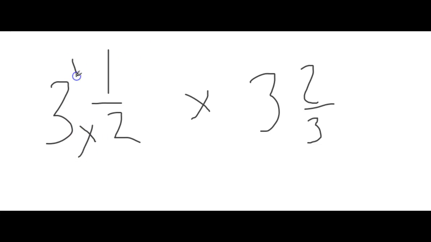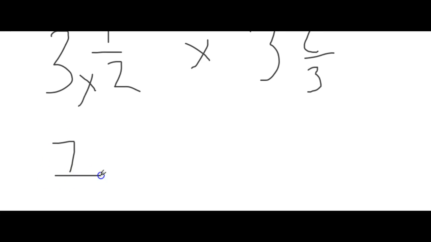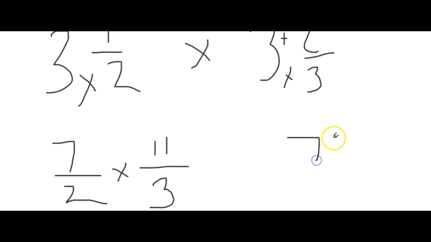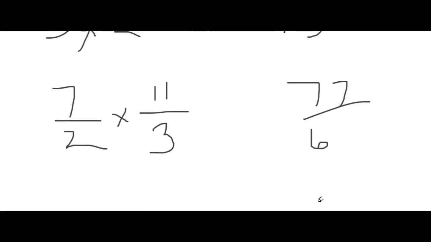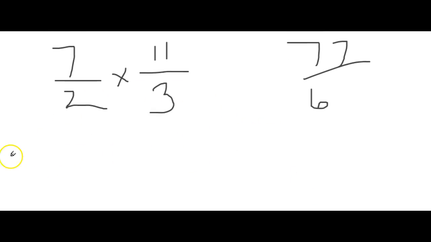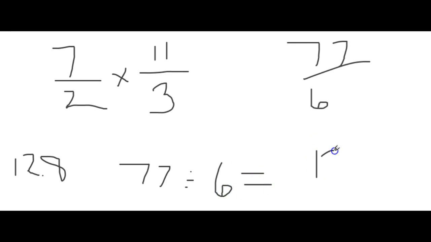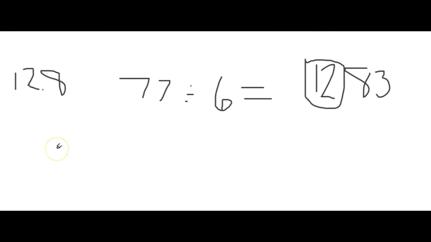All right. 2 times 3 is 6 plus 1 gives you 7 over 2. 3 times 3 is 9 plus 2 gives you 11 over 3. We're going to multiply. 7 times 11 gives you 77 over 2 times 3, which is 6. 77 divided by 6 gives me 12.83, so the closest whole number is 12. So all I need is that whole number. 12 times 6 is 72.